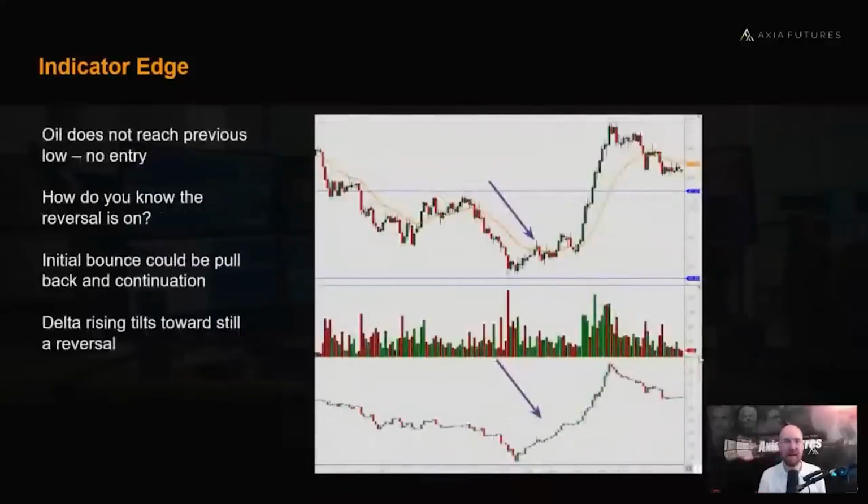So this then comes back to making a decision and being able to say, right, we have now reversed and this is not a pullback.